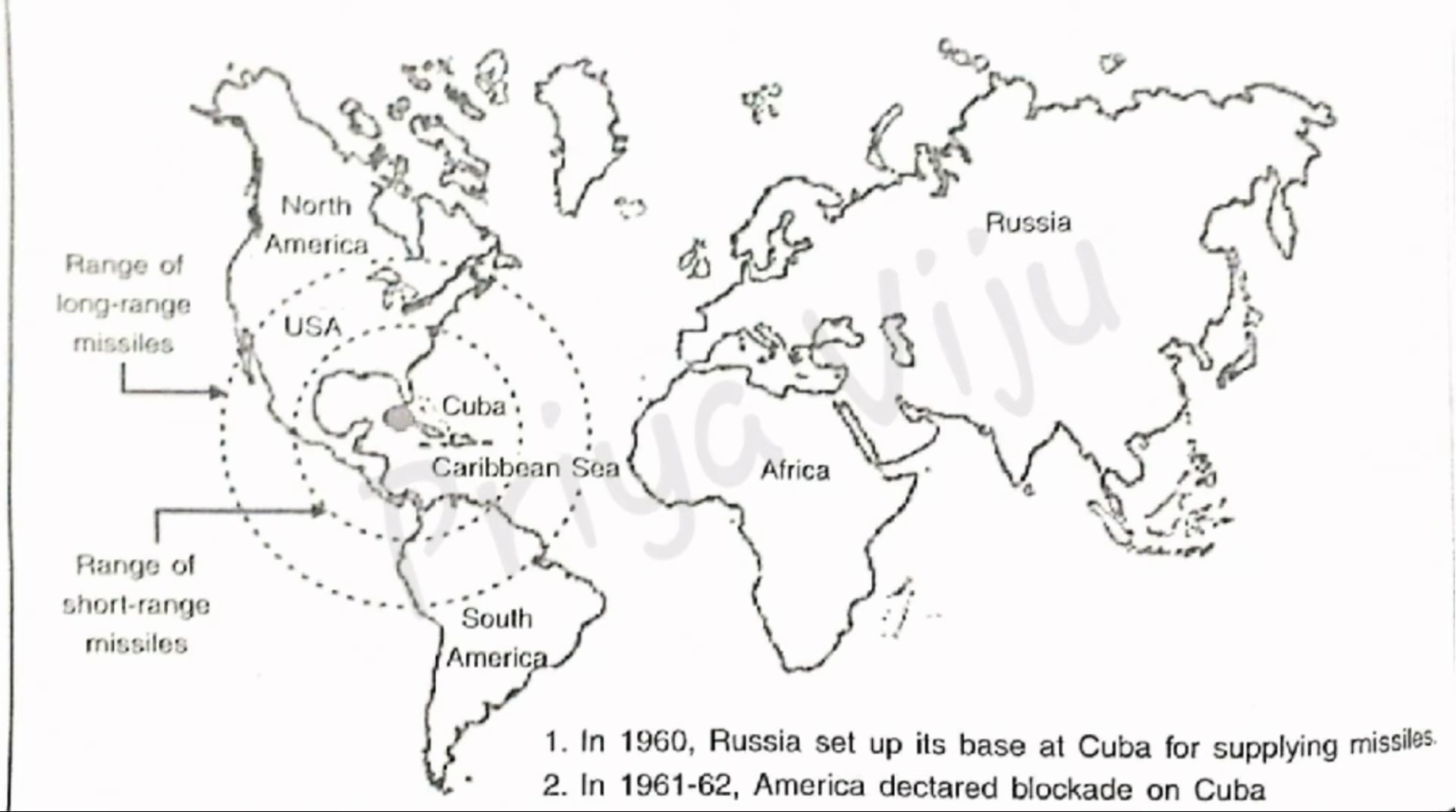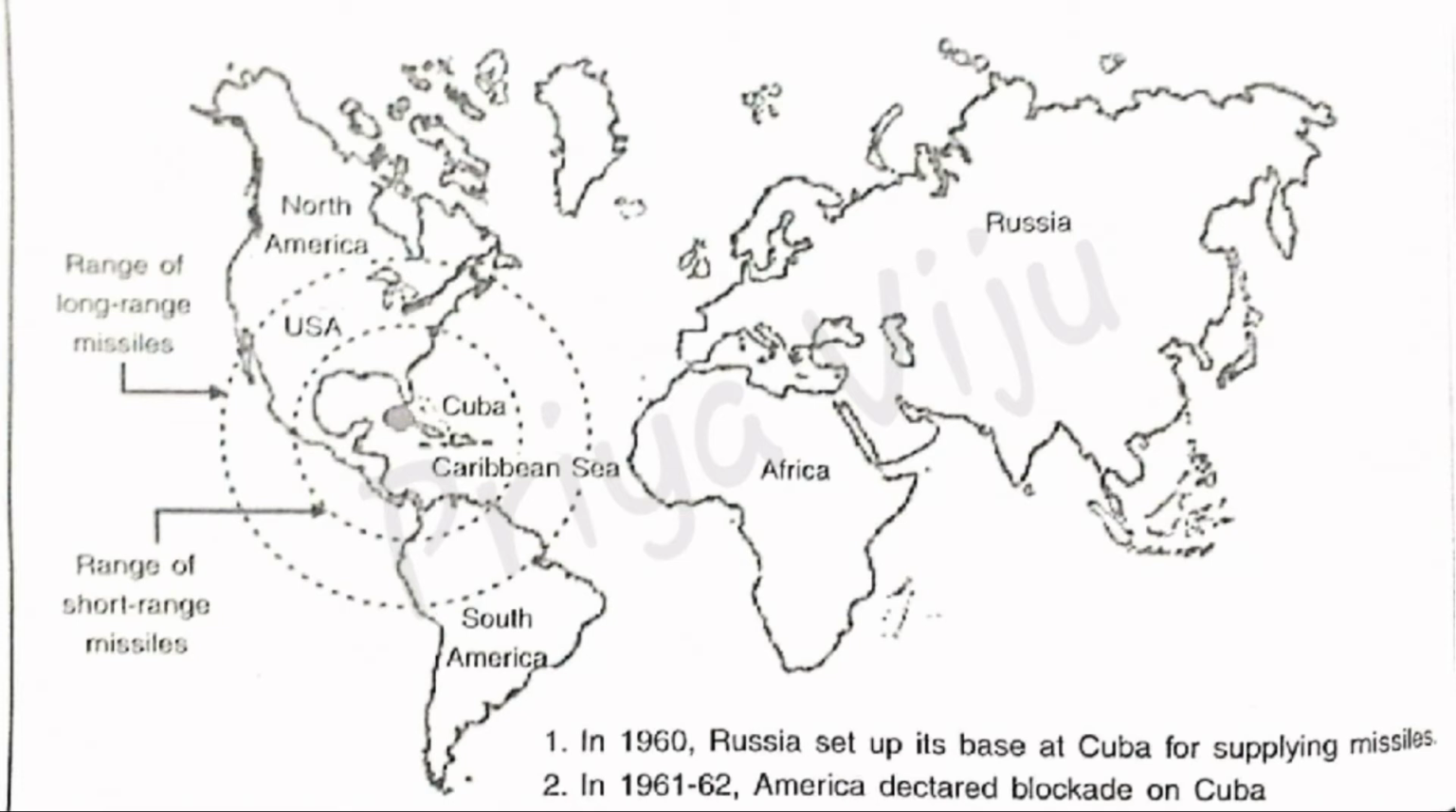See, Cuba, you can see it is at the circle, the dark small circle, that small island, that is Cuba at the end of North America. And you could see North America and South America, and between the two is Cuba. Cuba is in the Caribbean Sea.